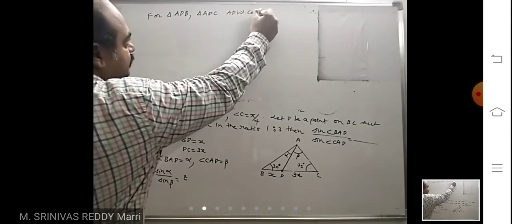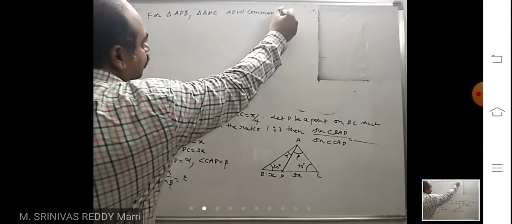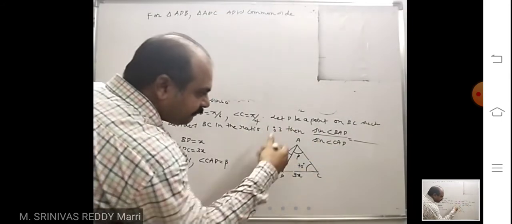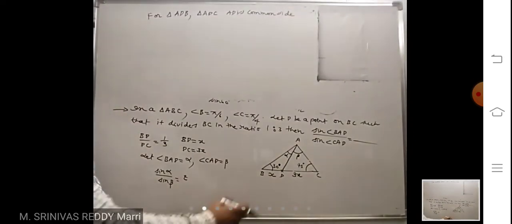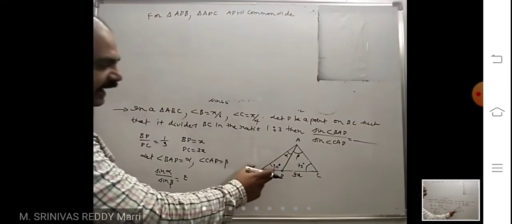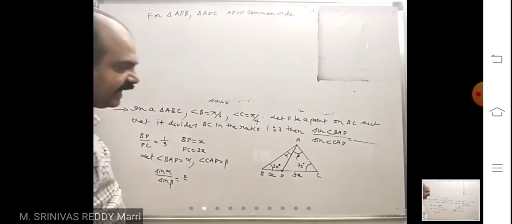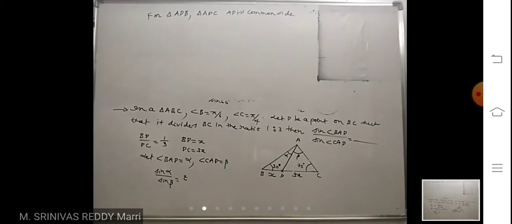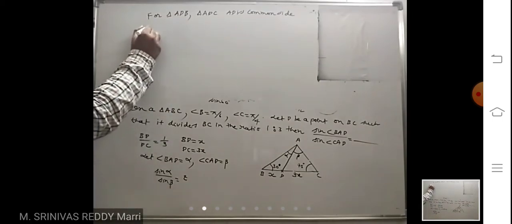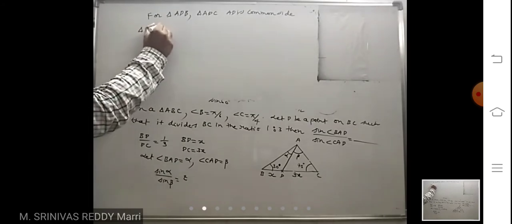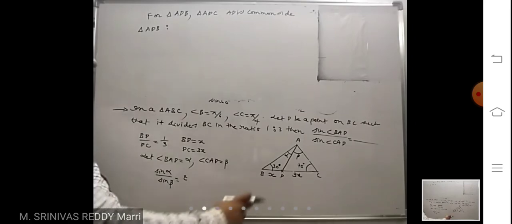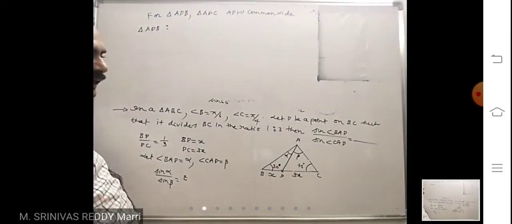AD is the common side. For these type of problems, what we will do is take one triangle. From triangle ABD, I will calculate what is AD. And from triangle ADC, I will calculate what is AD. Look, from triangle ADB, I am taking triangle ADB. In triangle ADB, I want to calculate AB.